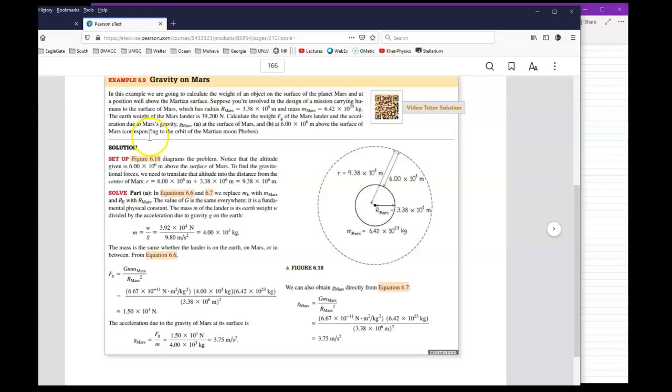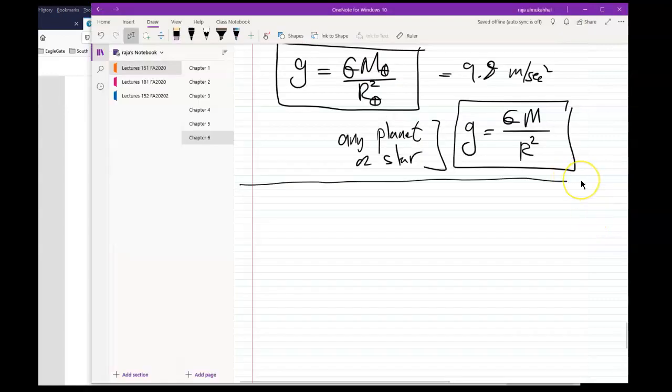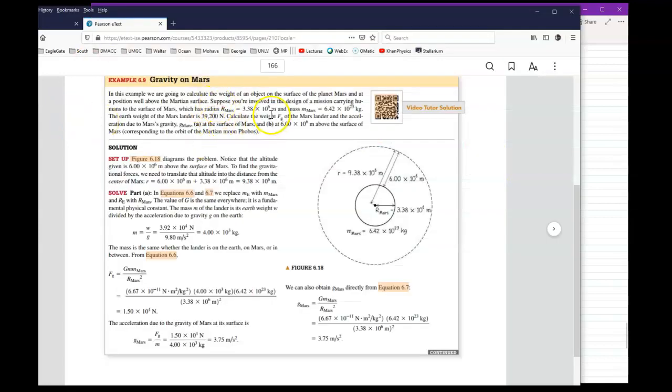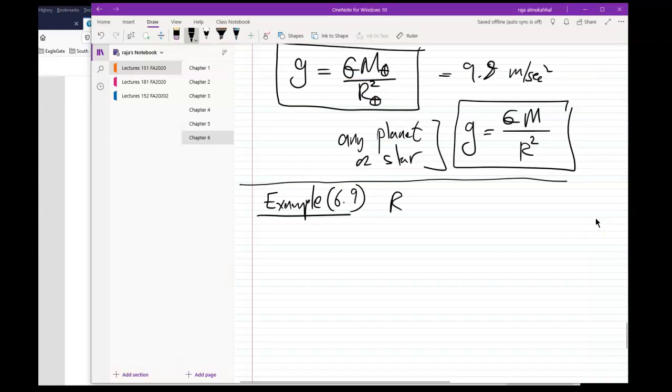How do we do it? Let me write down what's given to us. There's a lot of numbers there. The radius of Mars is 3.38 times 10 to the power of 6 meters. And the mass of Mars is 6.42 times 10 to the 23 kilogram.